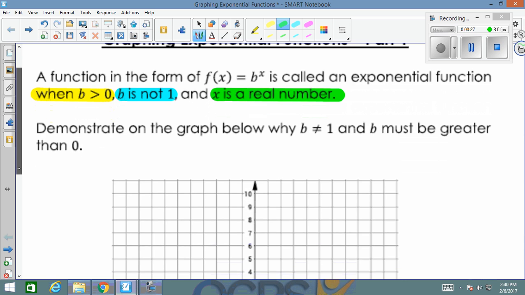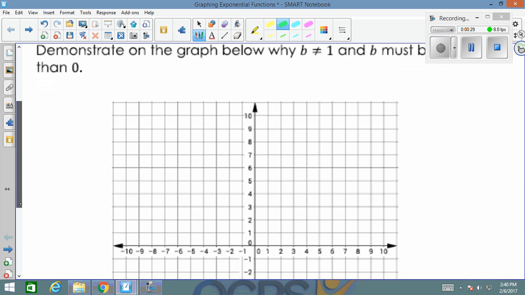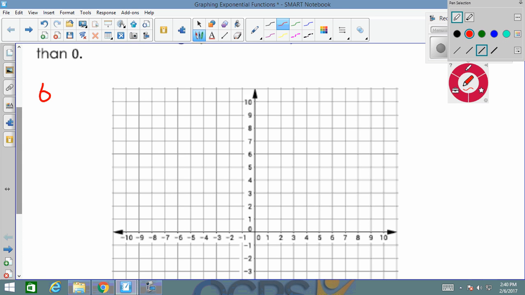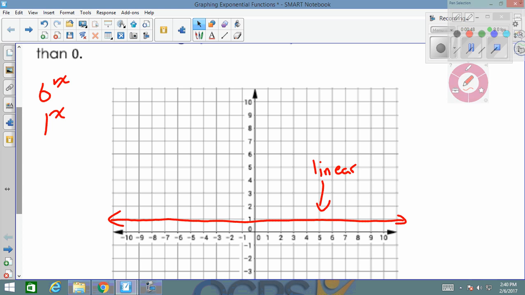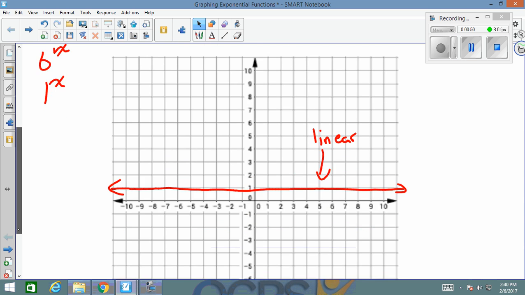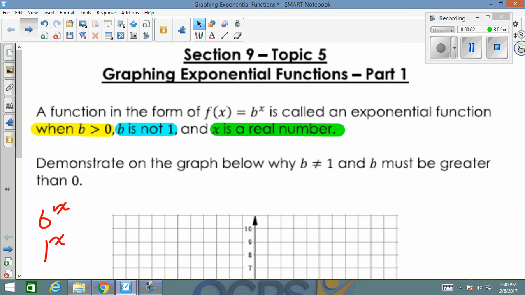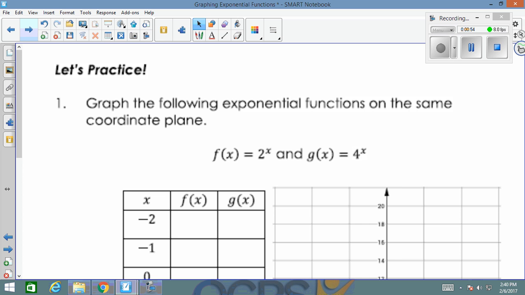So let's demonstrate why b cannot be 1. If I made b a 1 to the x power, 1 to the x is just going to be 1. No matter what number you put in for x, it's always going to be 1. Well, this is a linear function, not an exponential function. So that's why b can never be 1. Let's go ahead and do some examples of graphing.